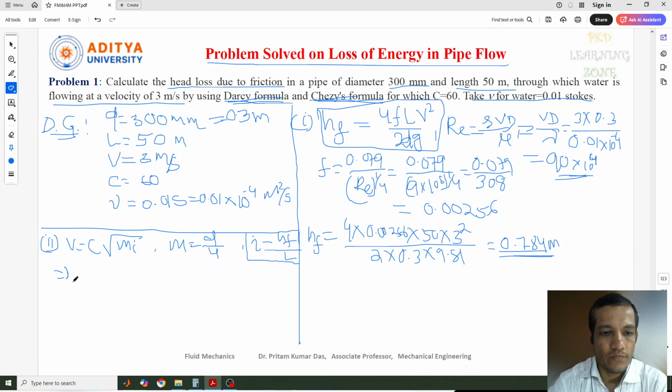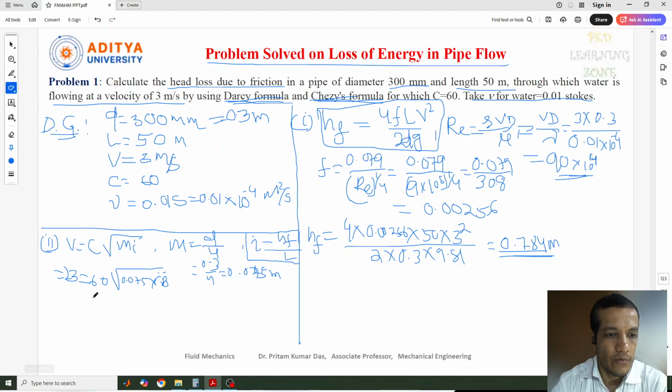So here M equal to D by 4, and D is 0.3. So 0.3 divided by 4, this will be near about 0.075 meter. Now put the values: velocity is given as 3, Chezy's constant C equal to 60, and this is root over of 0.075 into I.